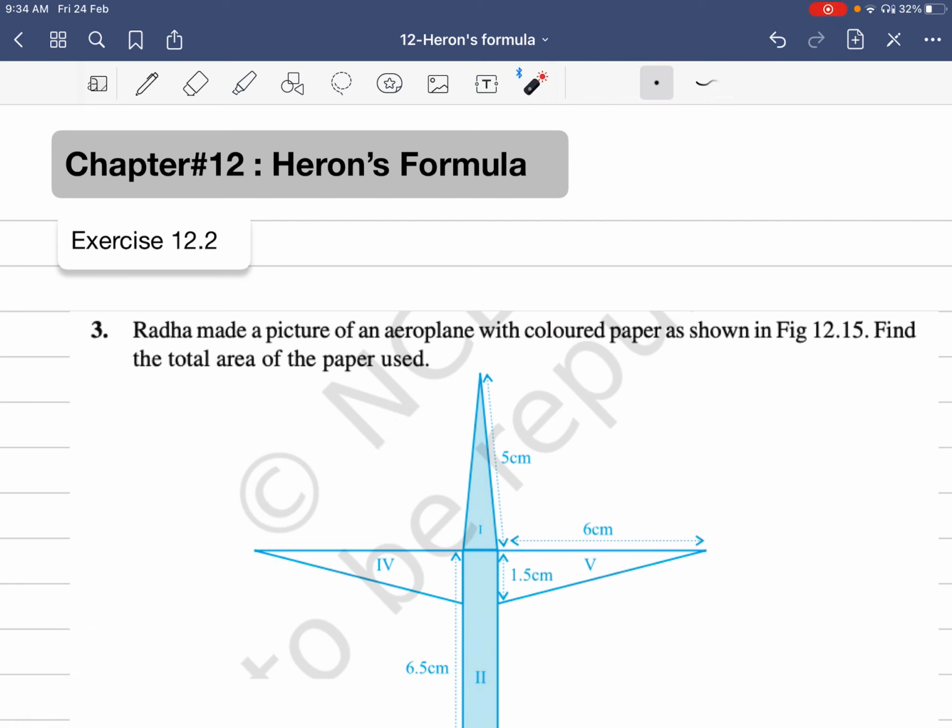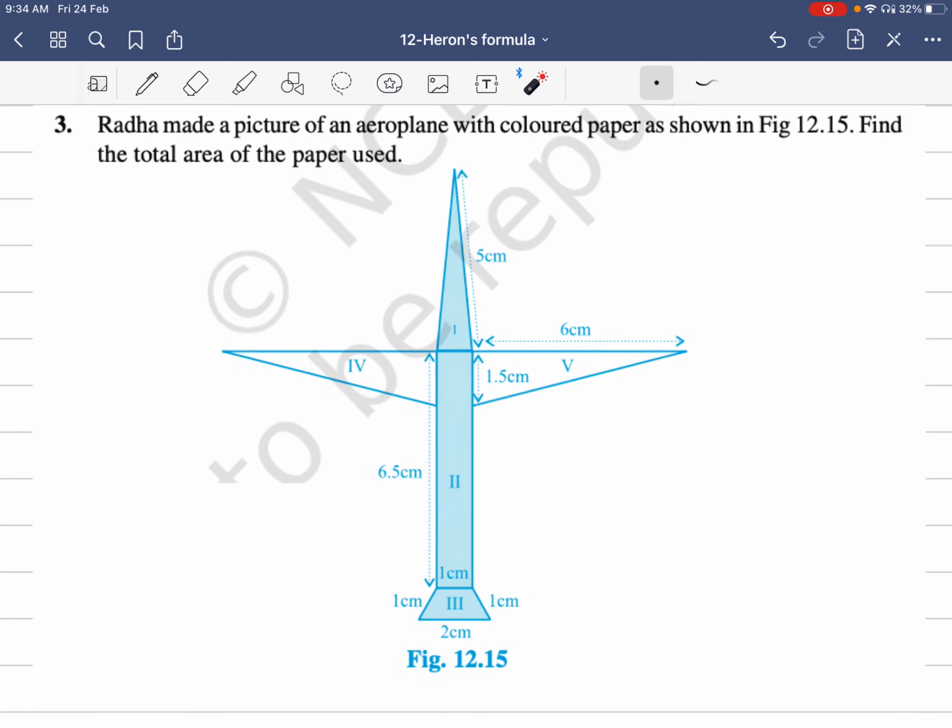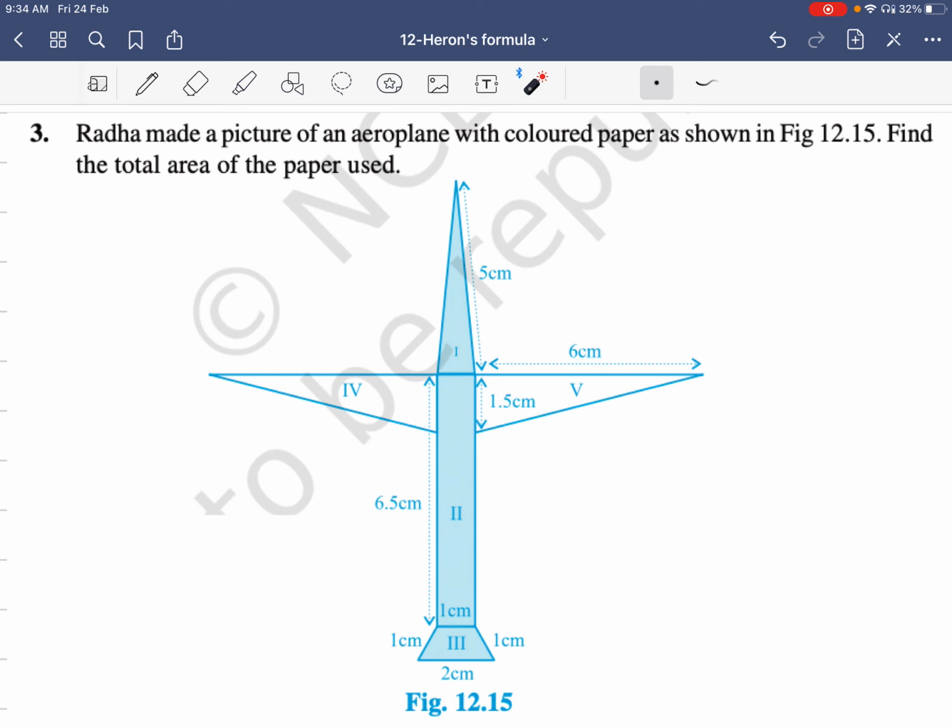So in this video, we're going to see a question from exercise 12.2, which belongs to chapter number 12, Heron's formula. So here we have question number 3 with a big image. Let's read what the question says.